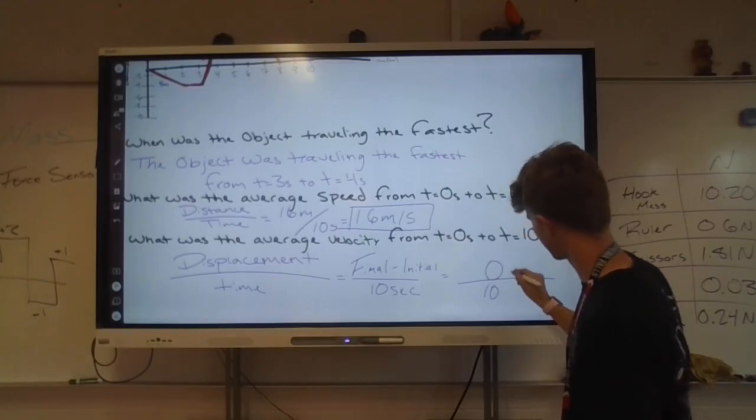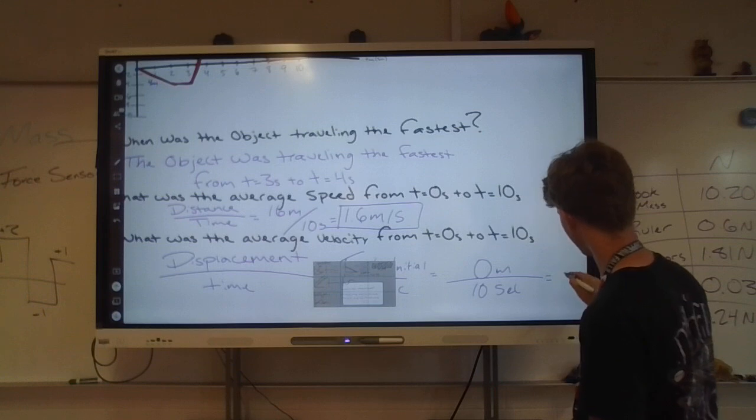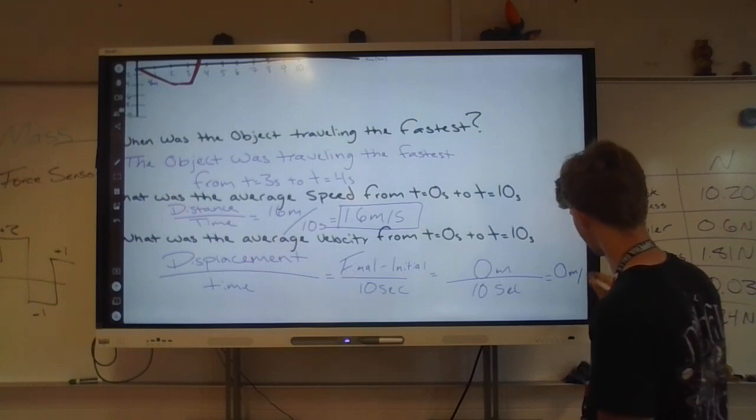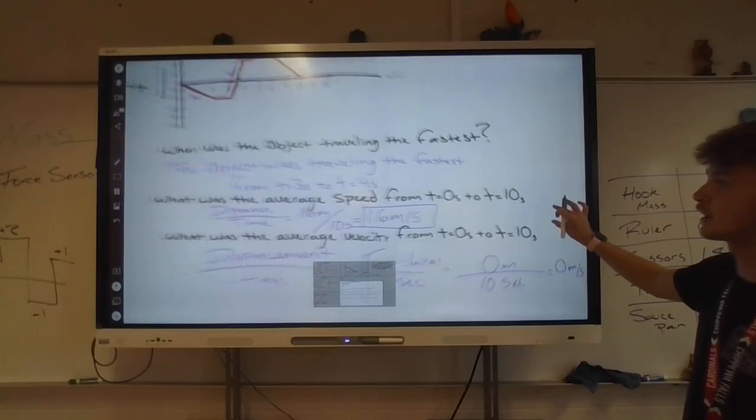The question is, what is 0 meters divided by 10 seconds? Our answer is our velocity was 0 meters per second. Okay? You don't care about the journey. You just care about the destination.